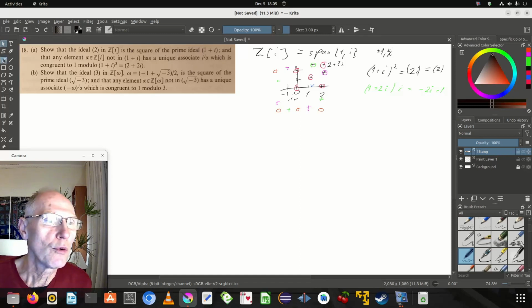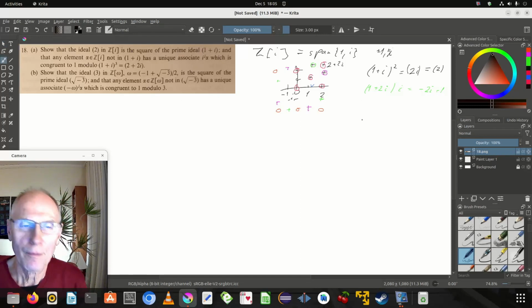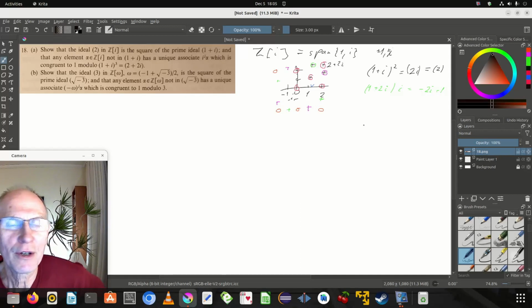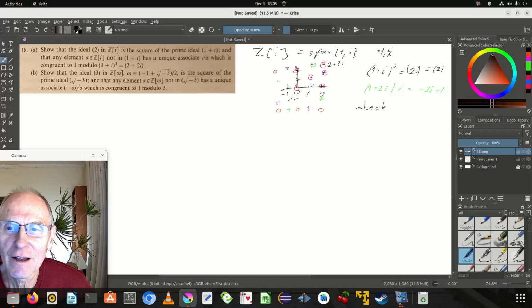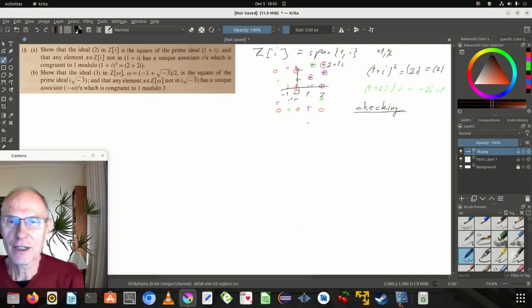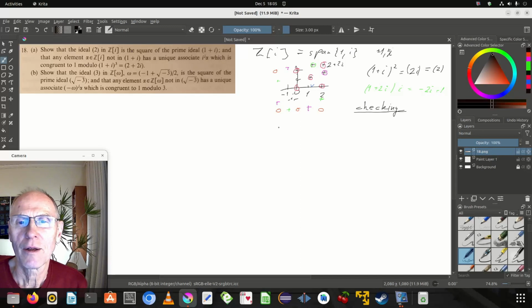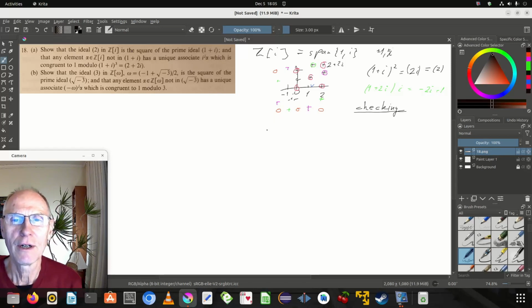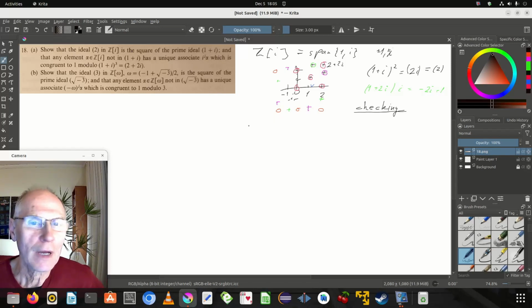And the proof is checking. I just go through the individual numbers. There might be a right way of doing it, but I don't know it. Well, let's say that's A and go to B.